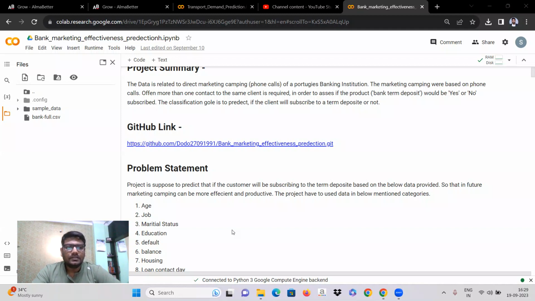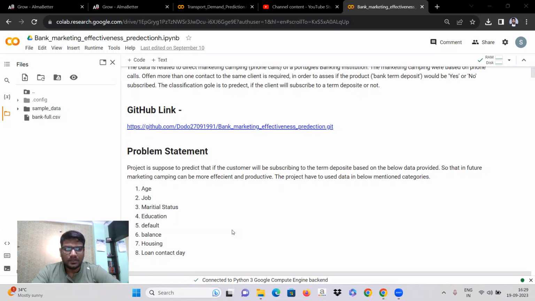These certain pieces of information were captured along with other information that we'll be discussing further. They have given us a task to predict the type of customer who would like to subscribe to the term deposit.